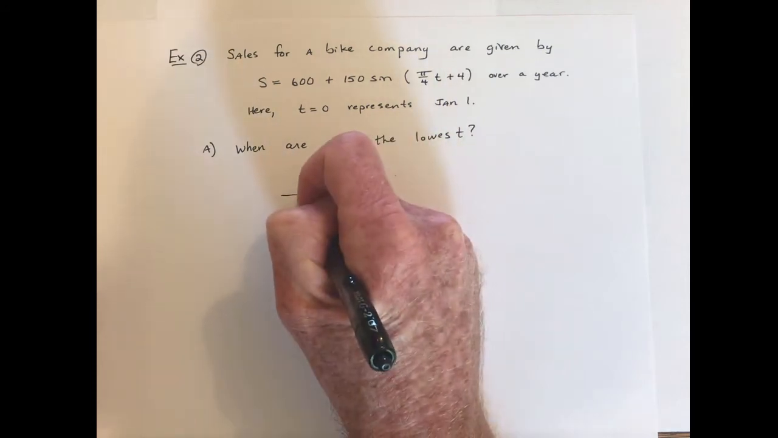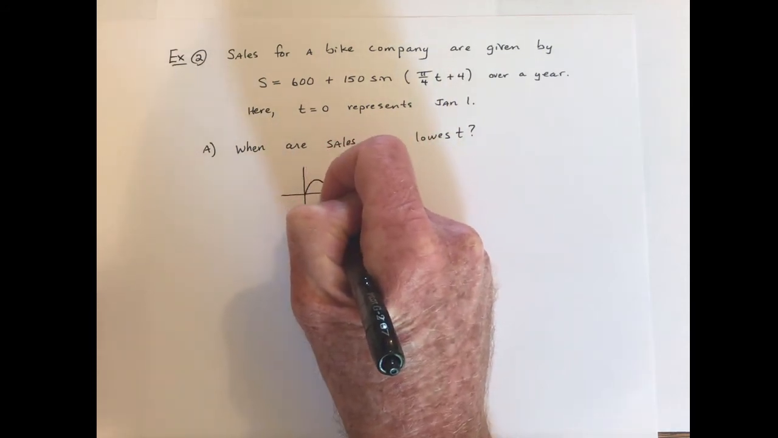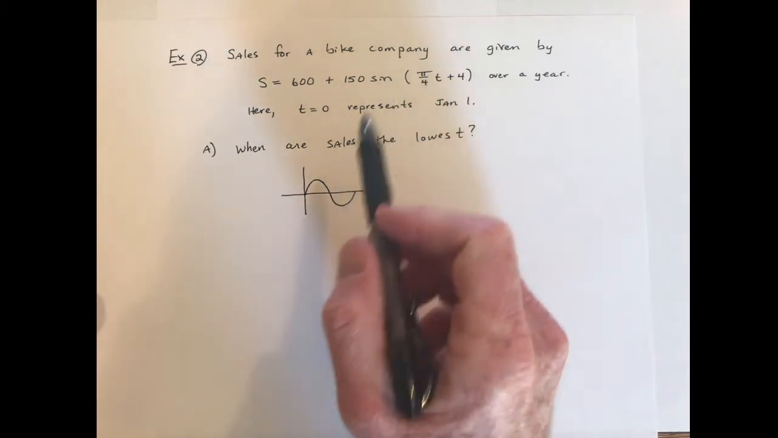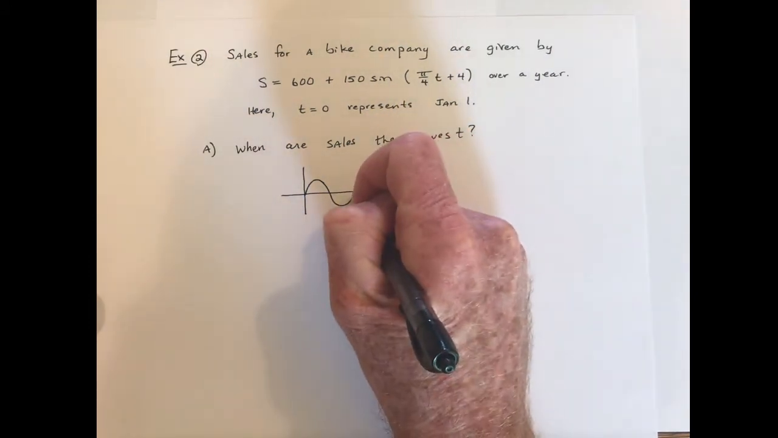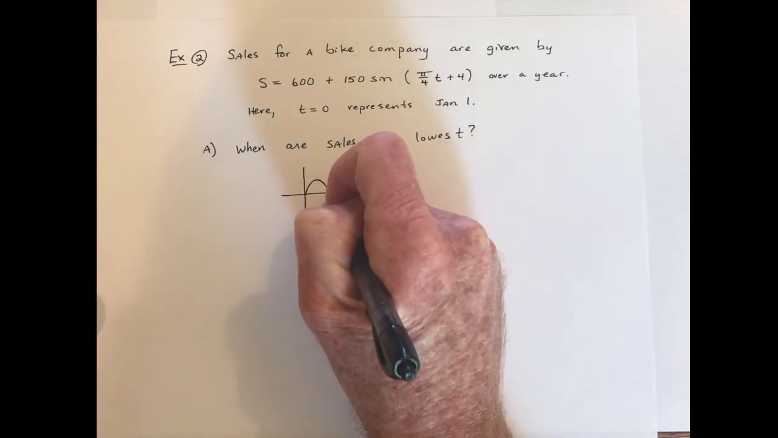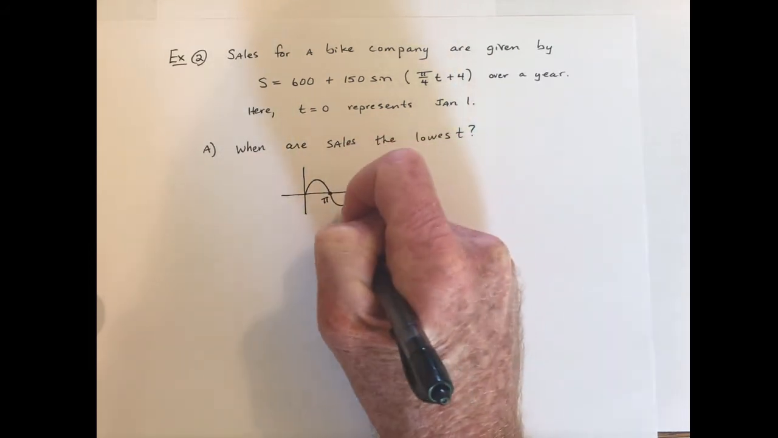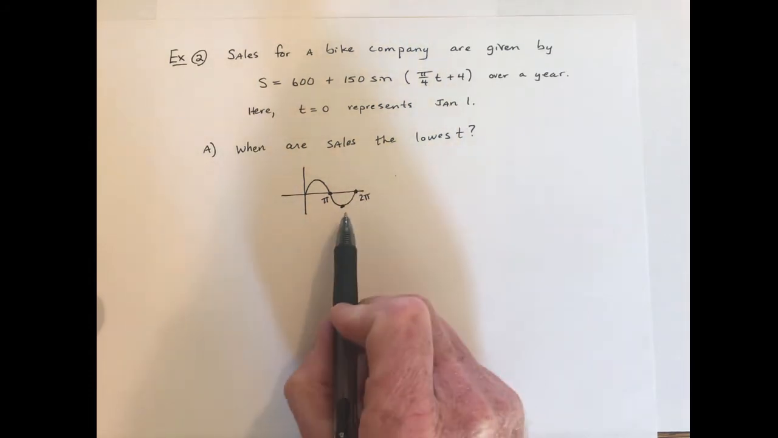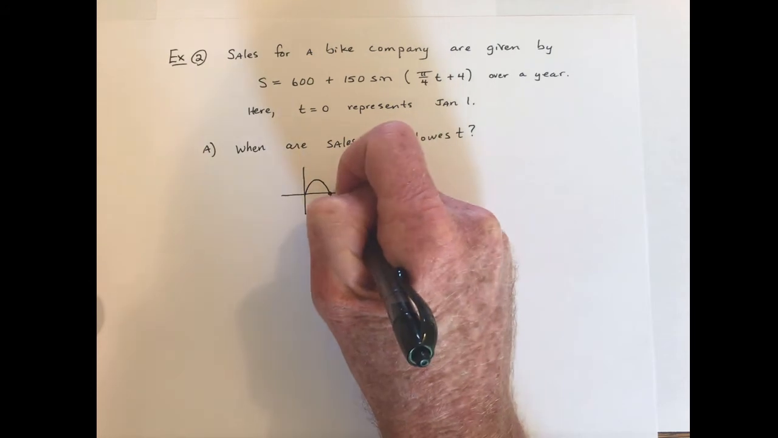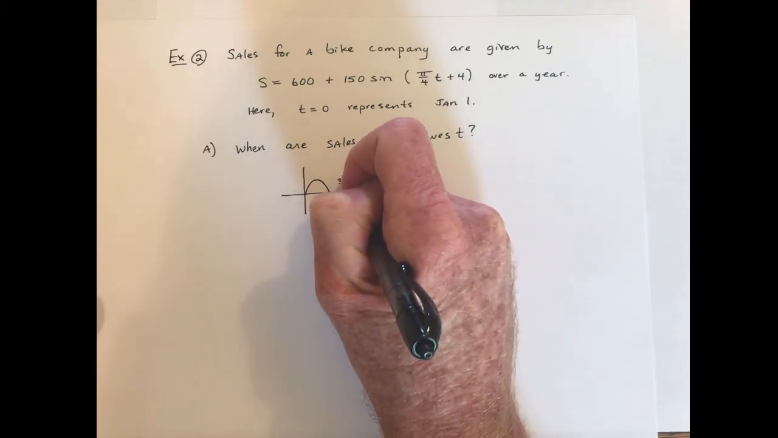So the graph of sine, and I'm not graphing the bike sales, I'm just looking at, just because that says sine, then I'm looking at the graph of sine. Right here would be 2 pi, because that's one full cycle. Right here would be pi, that's in the middle. And right here is where they're the lowest. So that would be when x is equal to 3 pi over 2.